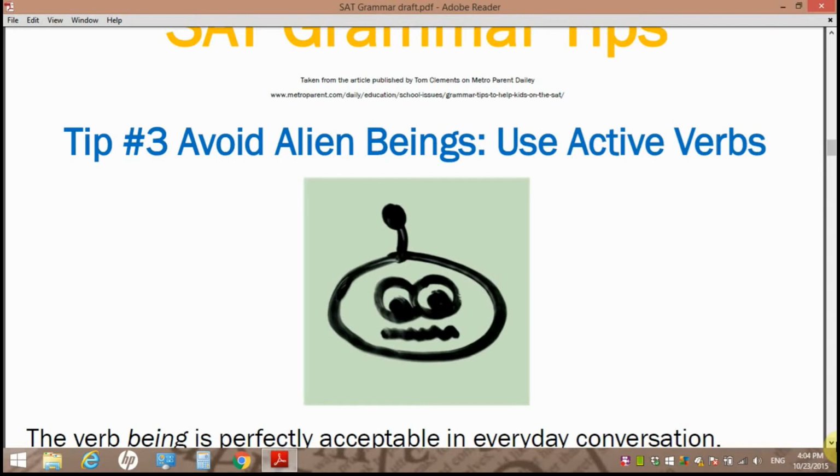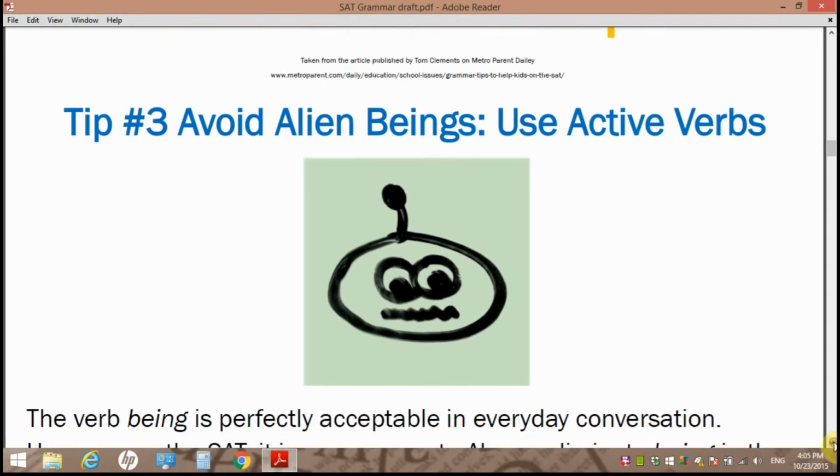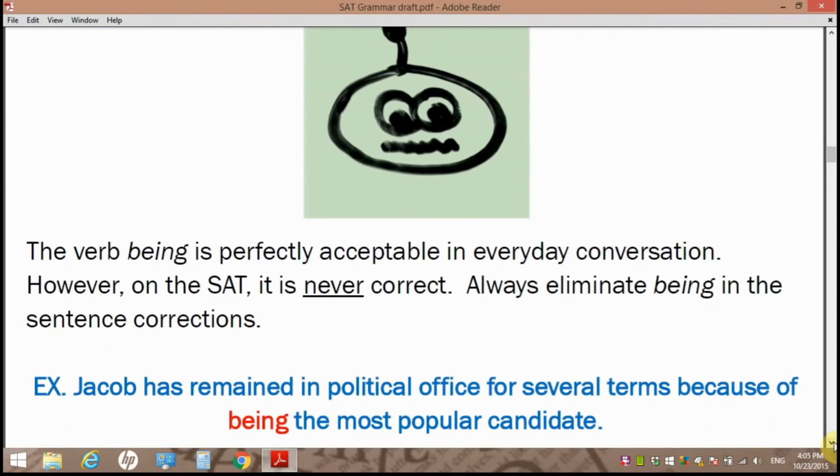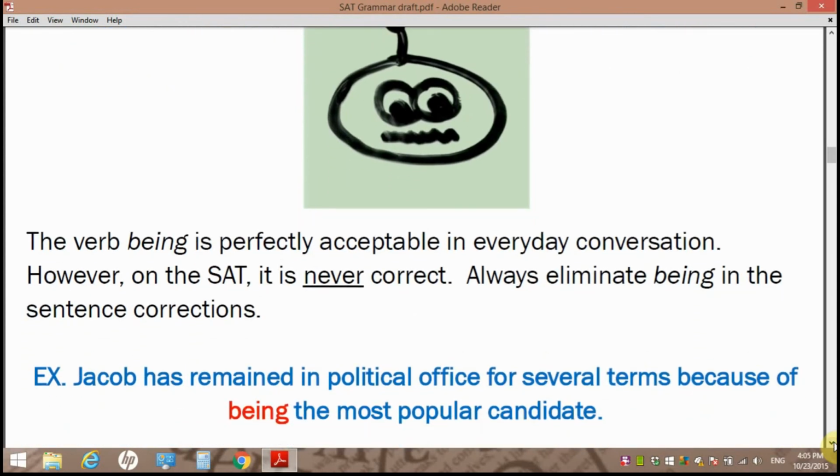So in general public and, you know, your general conversations, it's perfectly acceptable to use the verb being, just not on the SAT. It will never be correct on the SAT. So let's look at an example of that. Jacob has remained in political office for several terms because of being the most popular candidate.